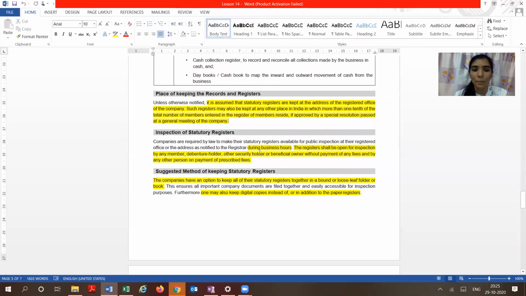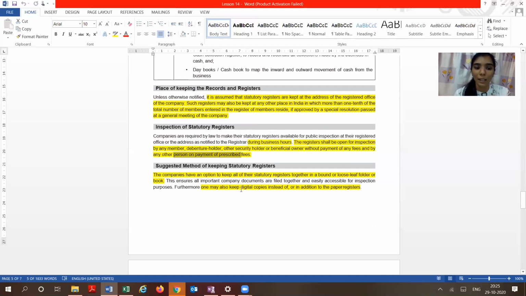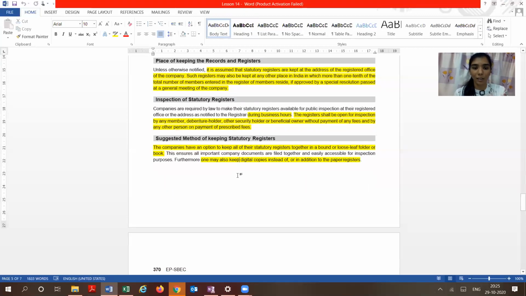Then next is the inspection of statutory registers. If you're maintaining a register, for whom are you maintaining it? For the directors, shareholders, and creditors to review, okay? So it shall be kept open for inspection by any member, debenture holder, other security holder or beneficial owner without the payment of anything. Besides that, if anyone else wants to see your statutory registers, they have to pay a prescribed fee for that.